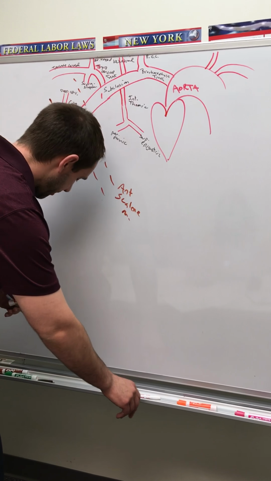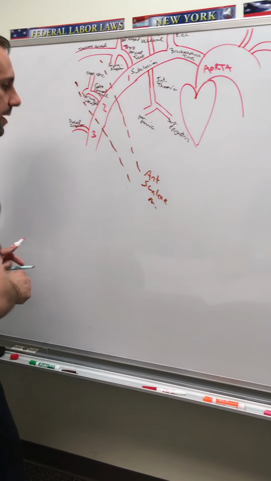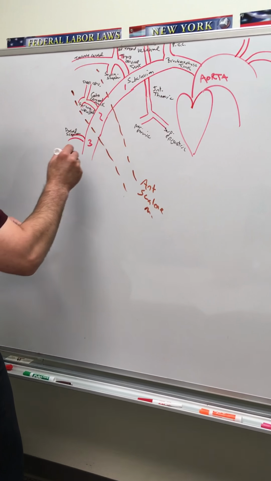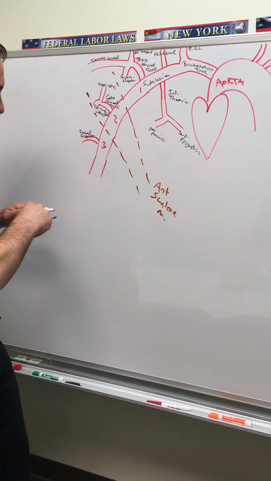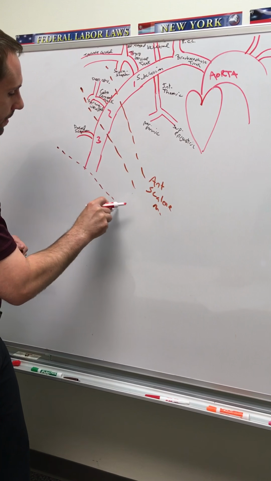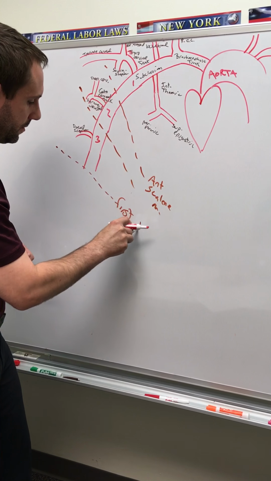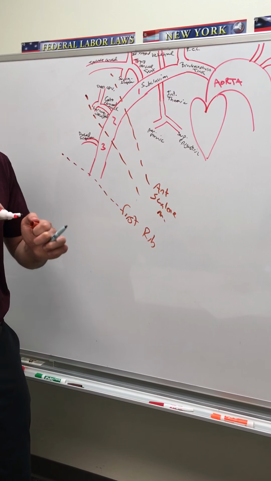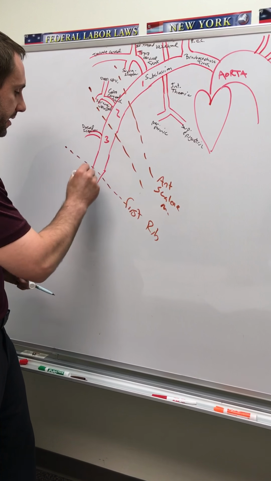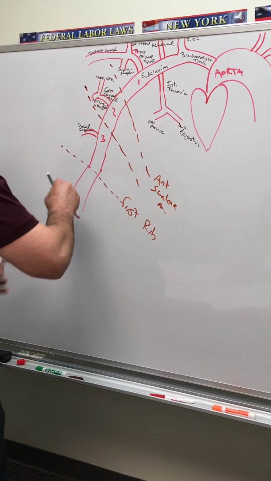So then the subclavian artery gets to the rib cage, and it crosses over the first rib. And it changes its name to the axillary artery. So now this is axillary.